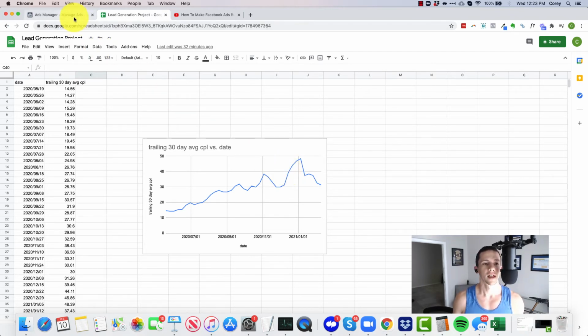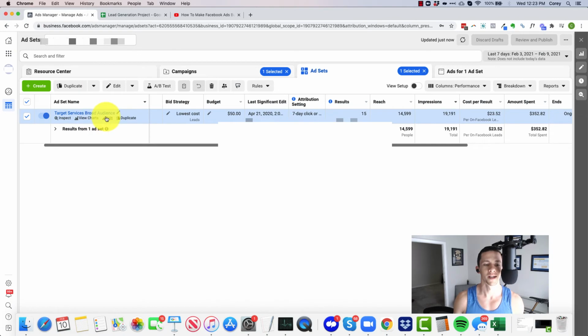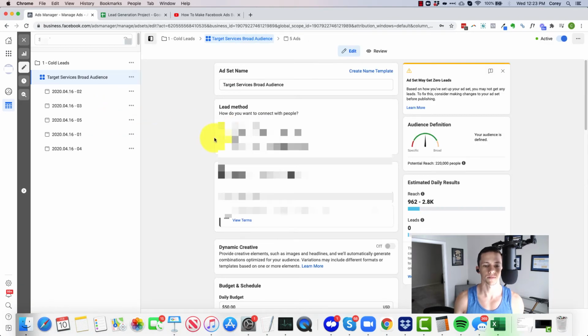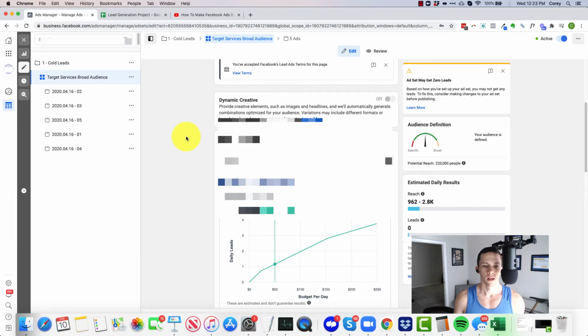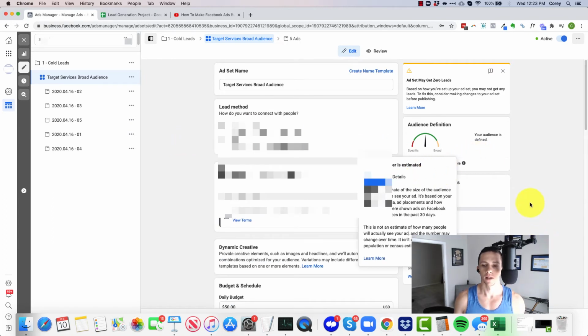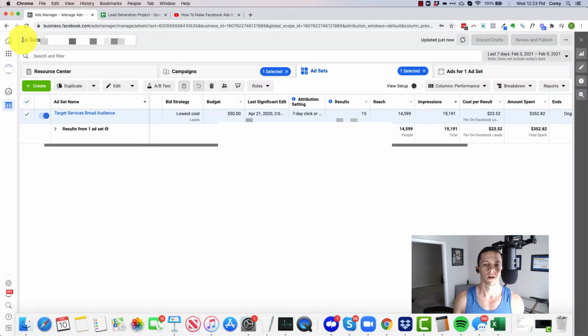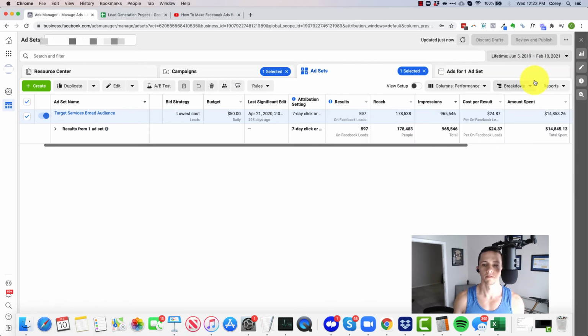Another thing too is the audience size. We obviously can see that it's being saturated, but if we close this out here and come into edit, what am I looking for here? Right here, the audience size potential reaches 220,000 people. And on the flip side, we can see that over our entire lifetime, we've reached 178,483. So nearly all of them.